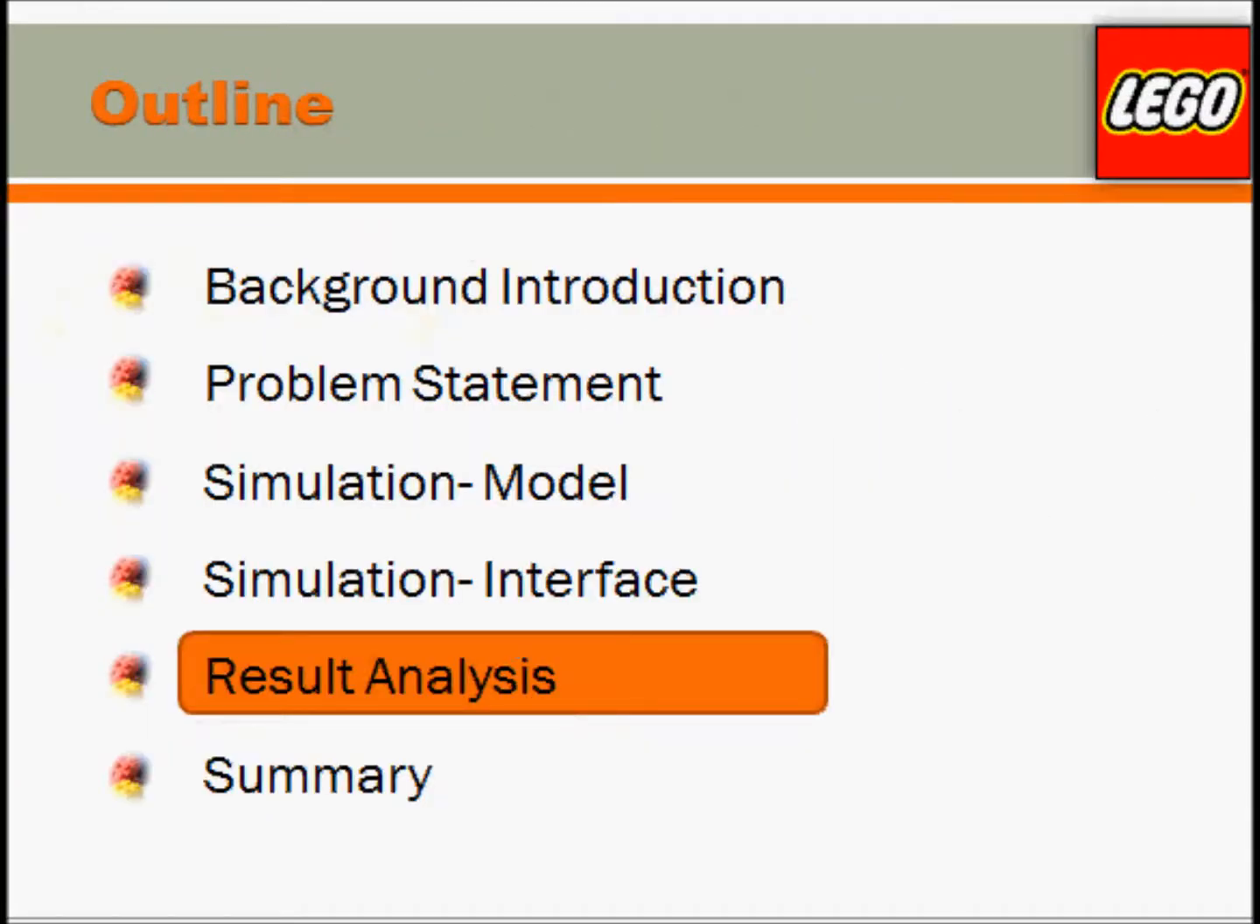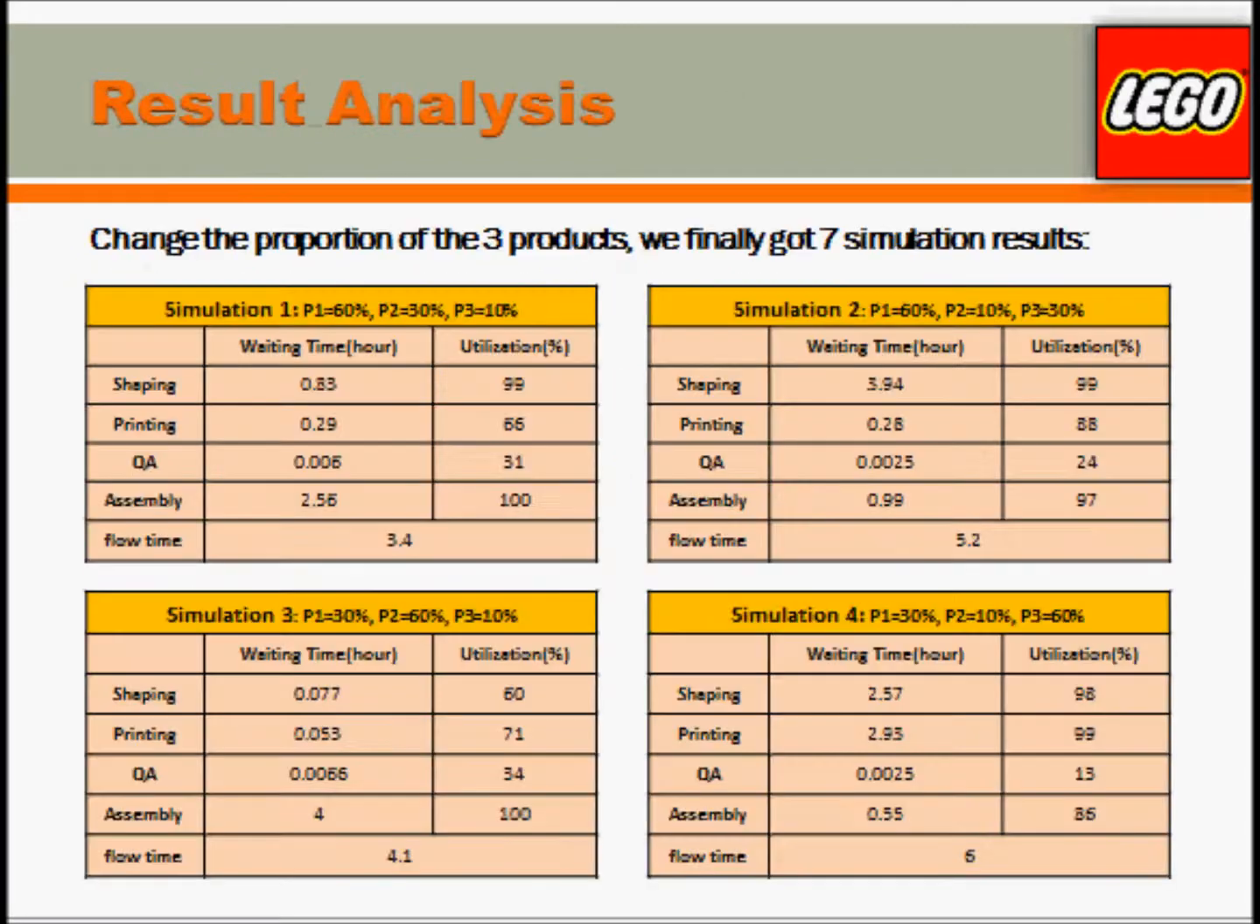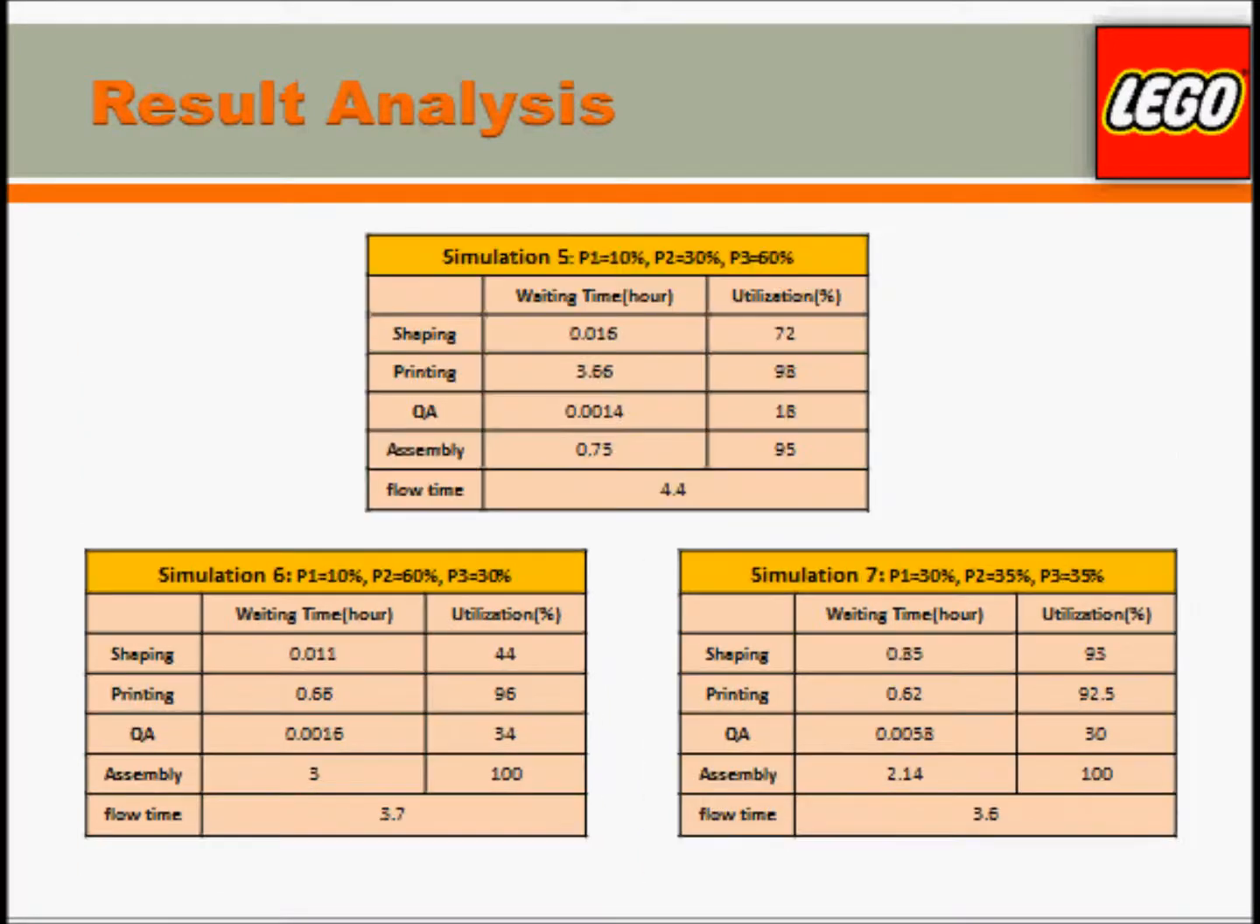Now let's move on to see some of the results that we have. We did 7 simulations in total with different kinds of production allocation. And here are the results of the waiting time and utilization of machines we got from the 7 simulations. These are the first 4, and these are the remaining 3.